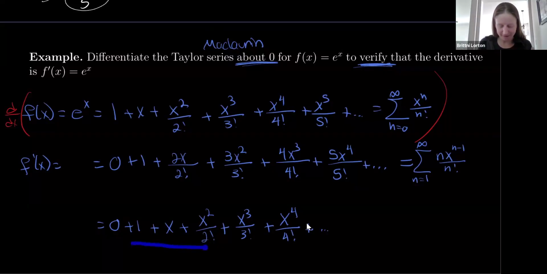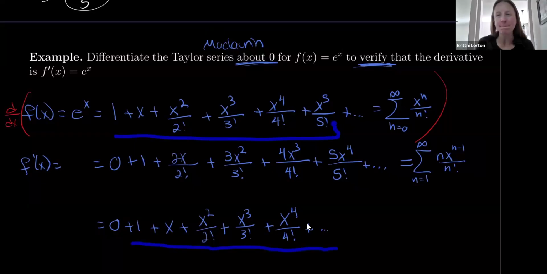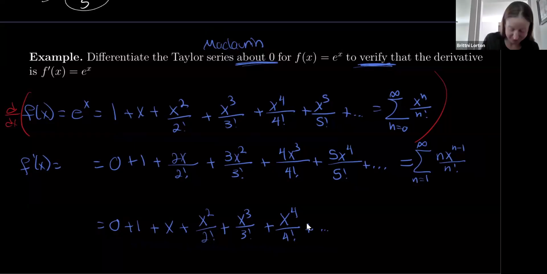1 plus x squared over 2 factorial plus x cubed over 3 factorial, etc., etc. Didn't I get right back to where I started from? Yeah, which means the derivative of e to the x is e to the x. We already knew that, but it's really cool to see that the Taylor series still gives us that same exact result.